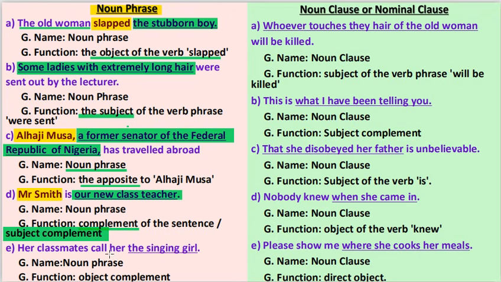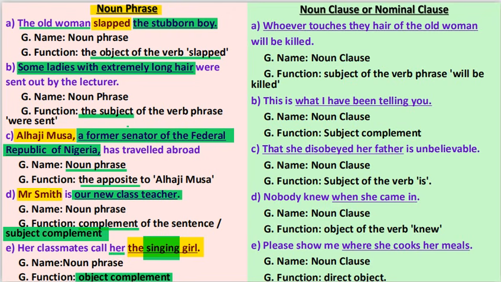Let's come to example E. Her classmates call her the singing girl. The singing girl is underlined. In this case, we have the verb singing in this phrase, but it is a non-finite verb. So it is still a phrase. The grammatical name is noun phrase, and the function is the object complement, because it complements the pronoun her. Who is the singing girl? Her. What is her? The object of the sentence. So that's why we call it the object complement.